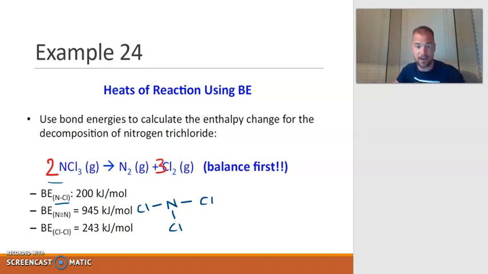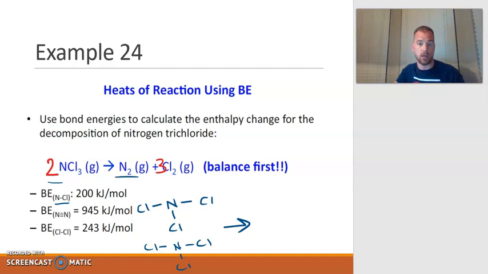So apparently that's how they're bonded together. Now I'm going to draw 2 of them, and the reason why I'm going to draw 2 of them is because of the coefficient of a 2 right there. Okay, these 2 nitrogen trichlorides are going to decompose into, what's the first thing?